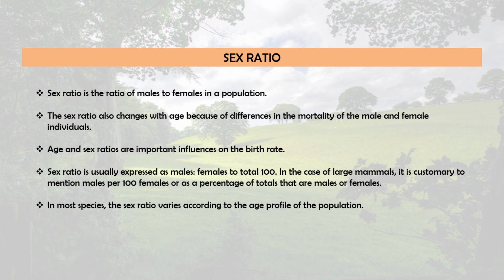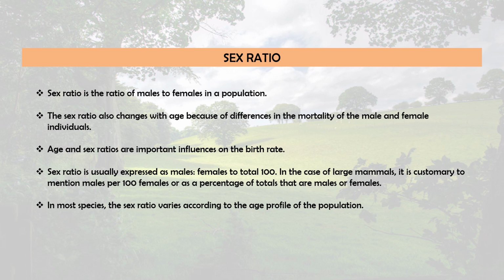Now today we are going to cover two population attributes, sex ratio and population dispersion. First one is sex ratio. It is the ratio of males to females in a population, and there are great variations that exist among animals in terms of the number of females and male individuals.